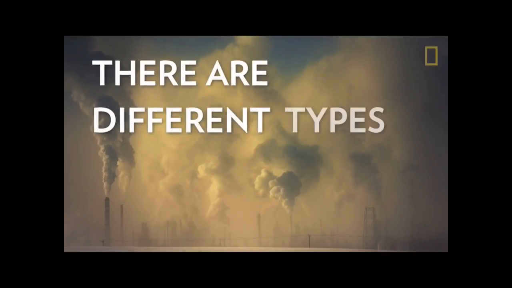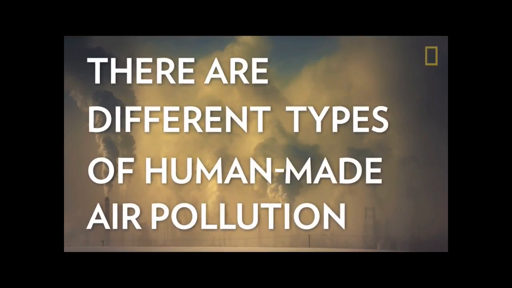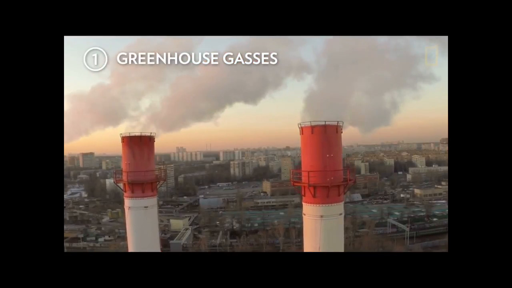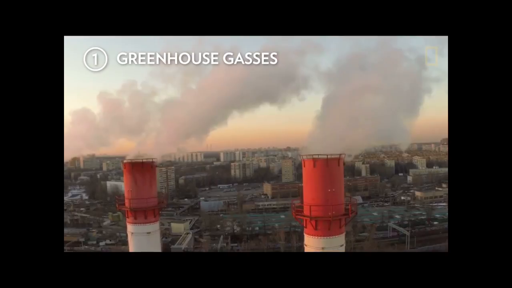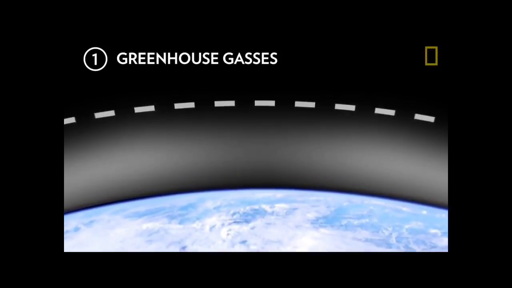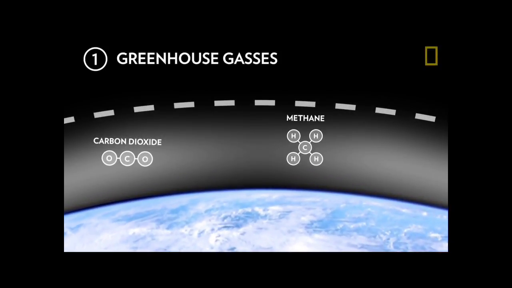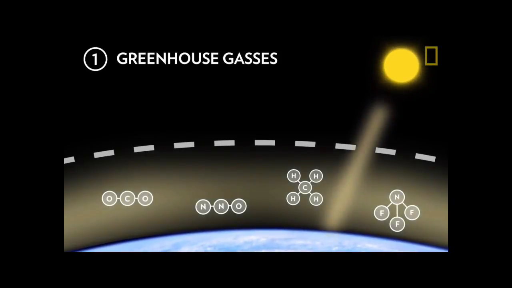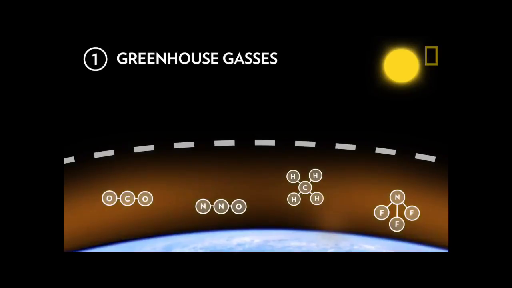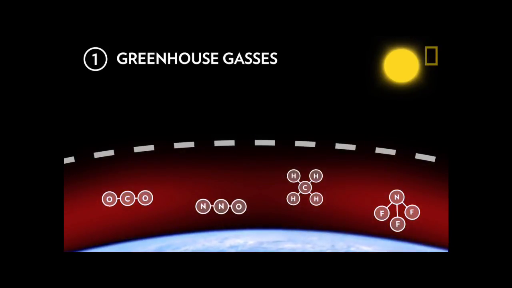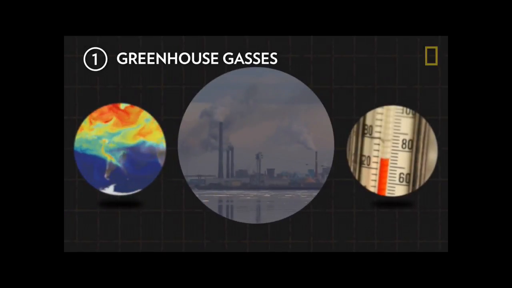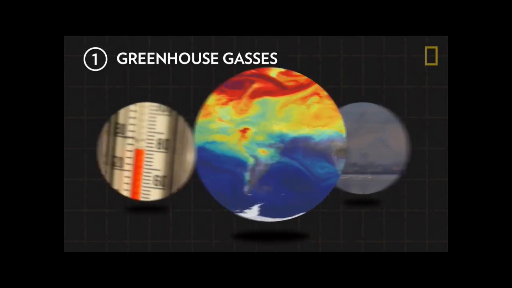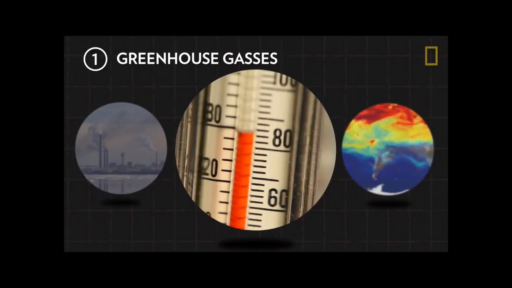There are different types of human-made air pollution. When we burn fossil fuels to produce energy, they release greenhouse gases into the air. These emissions, such as carbon dioxide, methane, nitrous oxide, and fluorinated gases, trap heat from the sun in the Earth's atmosphere, leading to rising global temperatures. This creates a cycle where air pollution contributes to climate change, and climate change creates higher temperatures in turn.